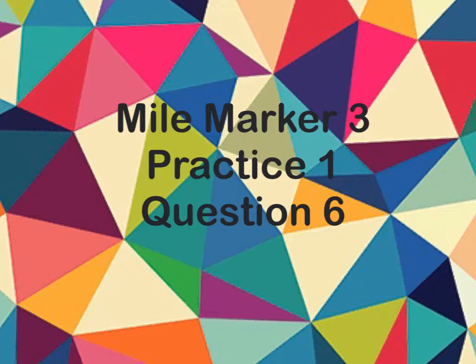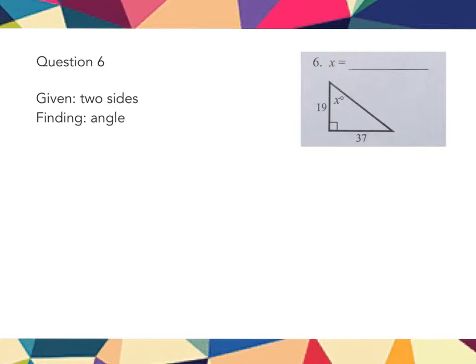This tutorial is for mile marker 3, practice 1, question 6. In question 6, if you look at our triangle, you can observe that we're given the values of two sides of the triangle, and we're looking to find one of the angles. So anytime we're given two sides, we're either finding an angle or the third side.